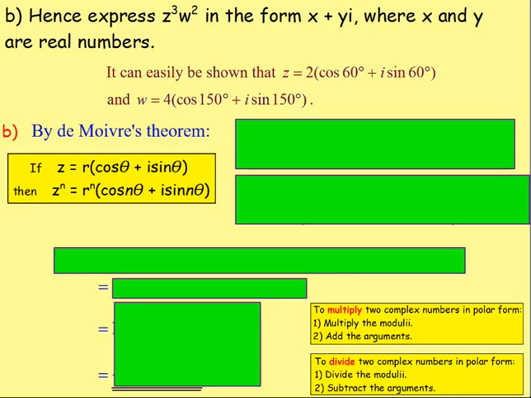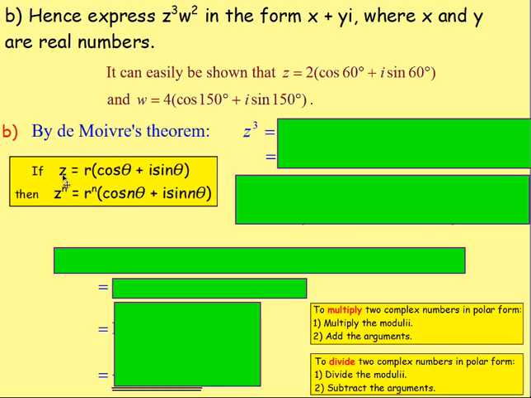So part B, hence express z to the power of 3 w squared in the form x plus yi, where x and y are real numbers. Well, we know that we've got z to the power of 3, and we know z is 2 bracket cos 60 plus i sine 60. So really we want to work out z cubed. To work out z cubed, what we would use is de Moivre's theorem. Because we've got this complex number and we want to work out the power of the complex number, that's what we would use. So you remember, if you've got z equals r bracket cos theta plus i sine theta, all you do if you want z to the power of n is you have the modulus to the power of n and you multiply the argument by n.